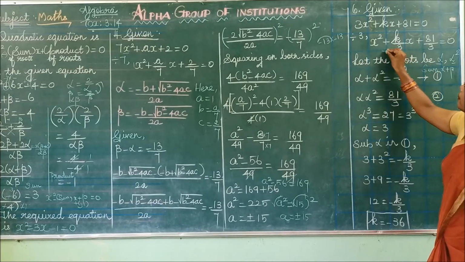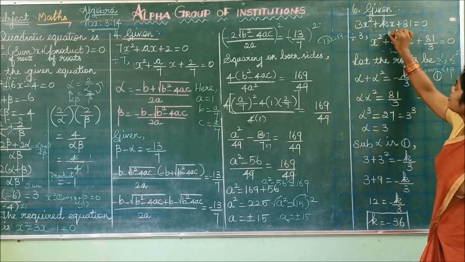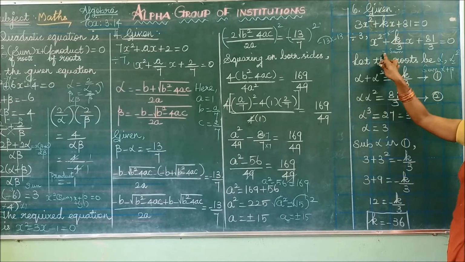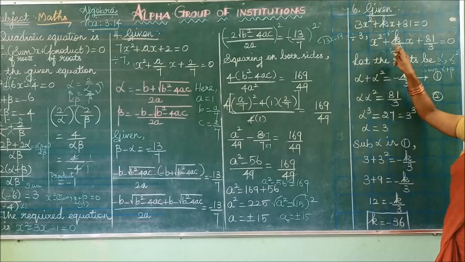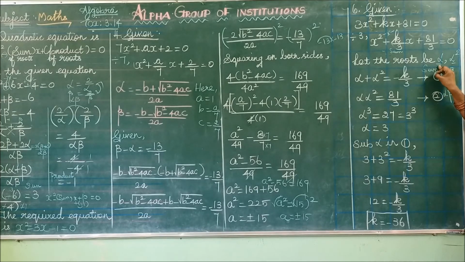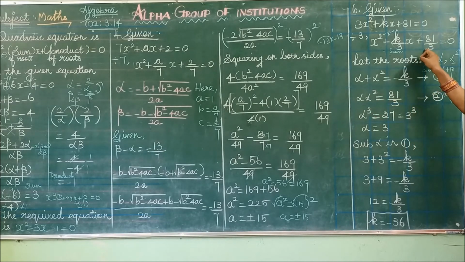So in the formula, it is minus sum of the roots. So minus means you have to change this as minus into minus. Comparing with the general format, there is a minus and you have to consider this as minus k by 3. So sum of the roots, alpha plus alpha square, is equal to minus k by 3. Product of the roots is what? Alpha into beta. Here our alpha is alpha but beta is alpha square. So alpha into alpha square is equal to the product of the roots which is 81 by 3.